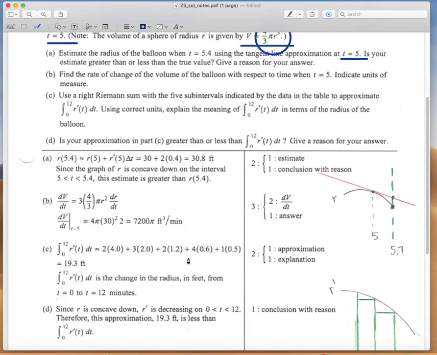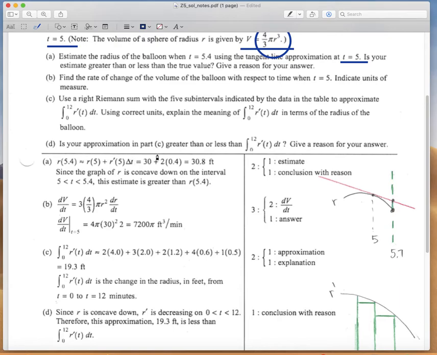So each one of those things, the answer and the explanation, were each worth a point. All right, last part, D, is your approximation in part C greater than or less than the actual area under the curve, the actual definite integral? So I said area under the curve. That's probably the best way to interpret that one for this part, that definite integral. That definite integral is the area under the curve of r prime.